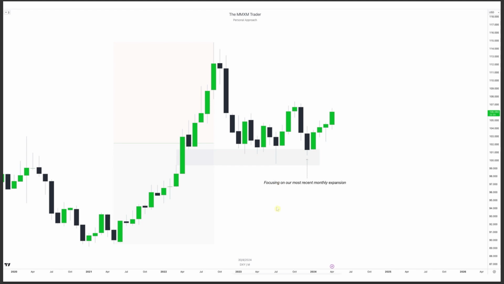So now we're going to be talking about DXY. We've got a monthly chart over here, right? Step number one, as always, mark out premium and discount. Where are we coming from and where are we most likely to go? Right? So we're focusing on the most recent monthly expansion, which is over here. We hit a monthly fair value gap, right? Let's go to the next slide.